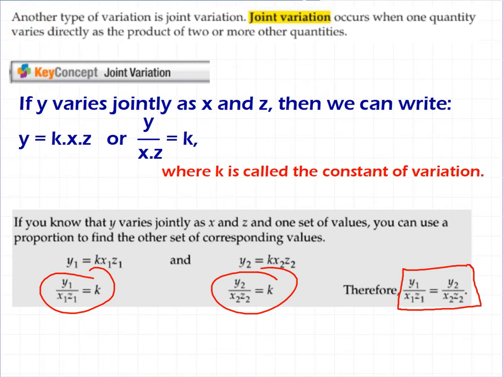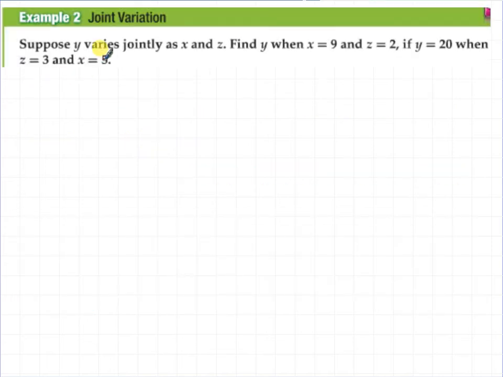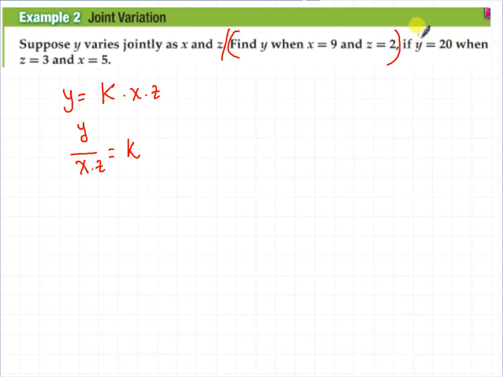What do we have here? All right, so suppose y varies jointly as x and z. So I will stop here and I write directly y equal k, the constant, don't forget the constant of variation, times x times z, or y over xz equal to k. Now, find y when x equal 9 and z equal 2. This is the first set of values. If y equal 20 when z equal 3 and x equal to 5. This is the second set of values.